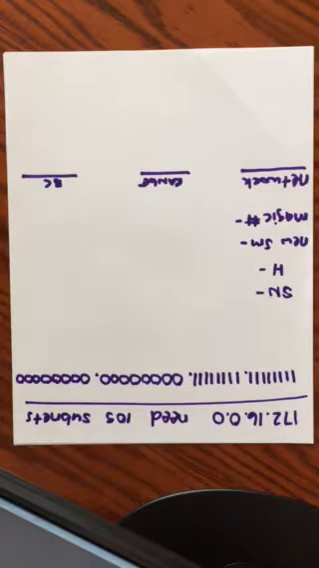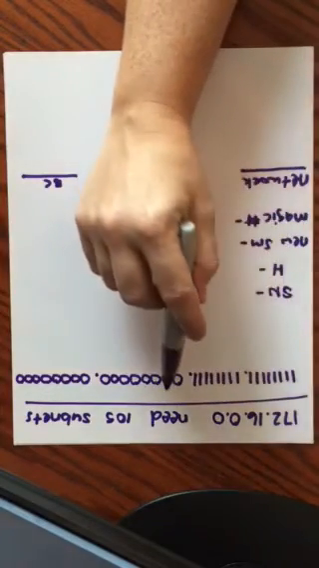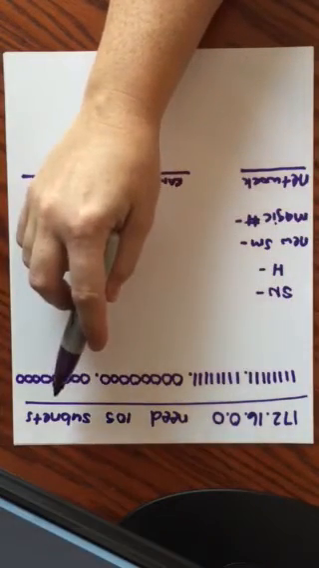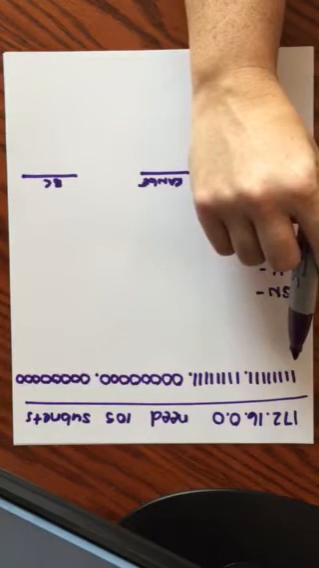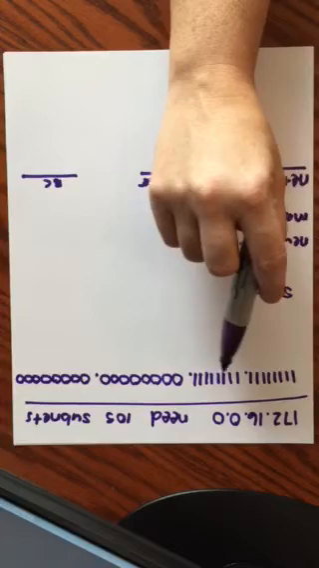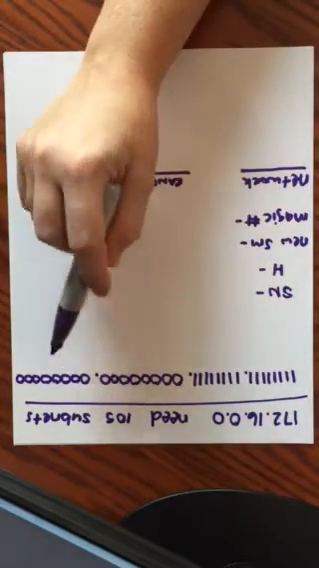All right, in this example, I'm going to do a Class B network, 172.16.0.0, and I'm going to solve for 105 subnetworks. As you can see, I've already listed out my default Class B subnet mask, where the first two octets are all on: 255.255.0.0.